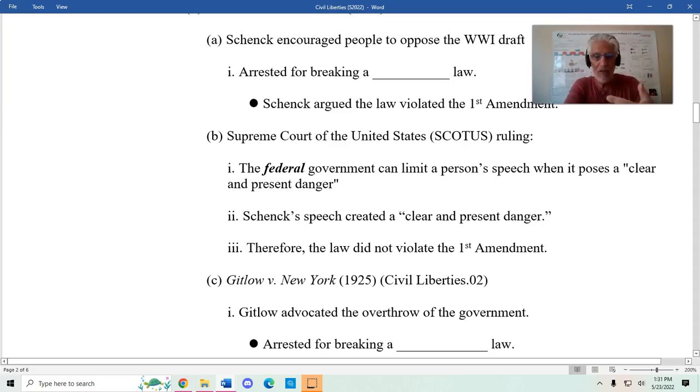But the court allowed for the possibility that if he had the persuasive power to get people not to join the draft, then there wouldn't be enough soldiers and we would lose World War II. And so what they said was, yes, you have freedom of speech, and Congress can't make any laws limiting freedom of speech, but the federal government can limit a person's speech when it creates a clear and present danger, and Mr. Shank's speech created a clear and present danger, and therefore the law did not violate the First Amendment. Mr. Shank, you go straight to jail.